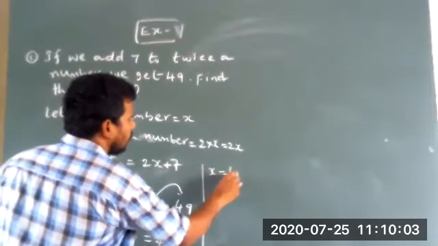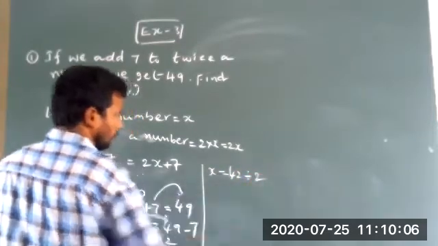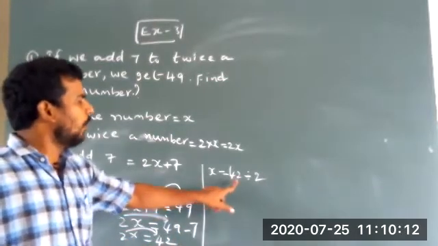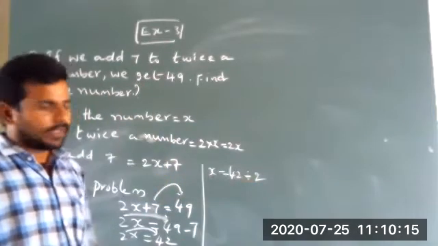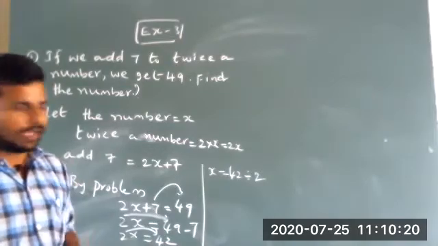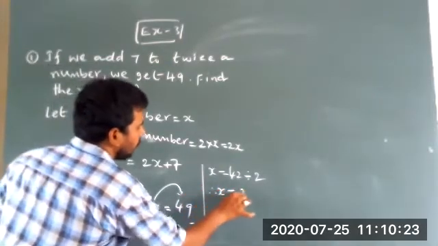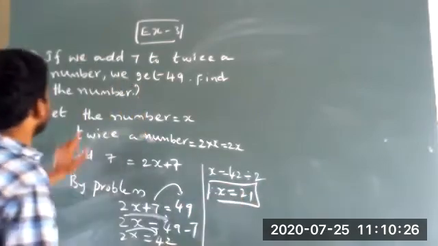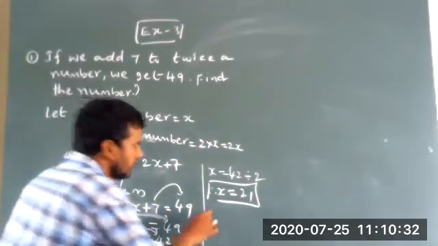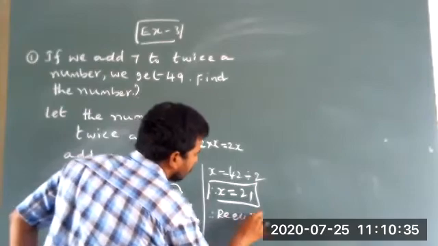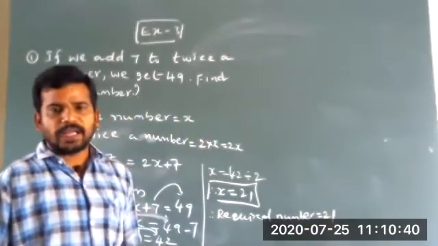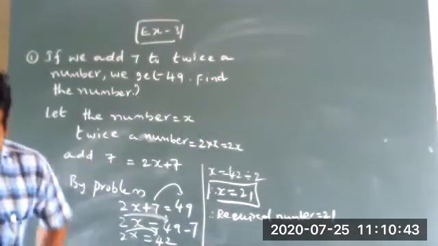So x equal to 42 divided by 2. Here the 2 becomes a division quantity on the RHS side. That means x equal to 42 divided by 2. How much, children? 21, because 21 twos are 42. Therefore, x equal to 21. So the required number equal to how much, children? 21. This is the solution of the first problem.